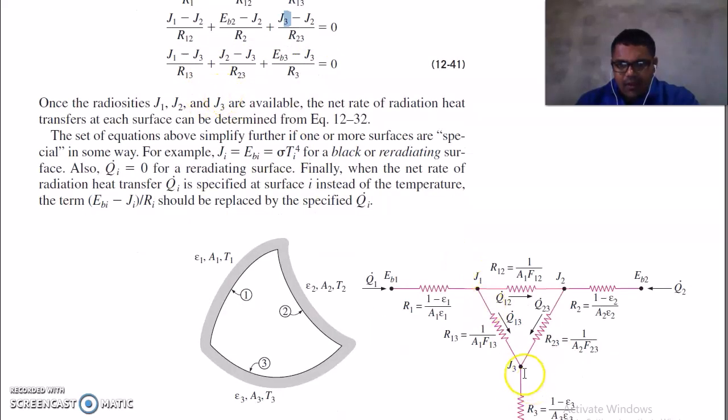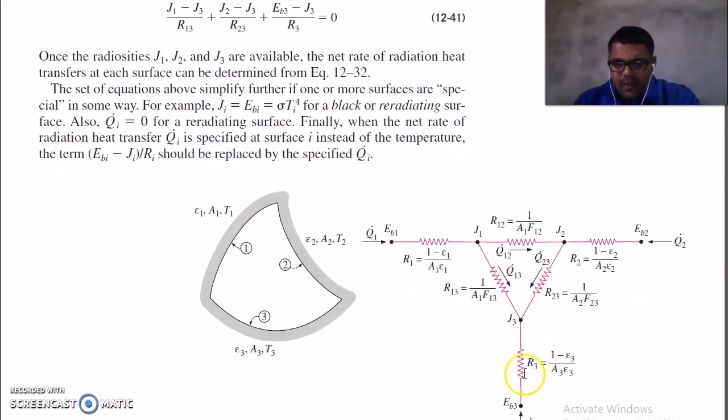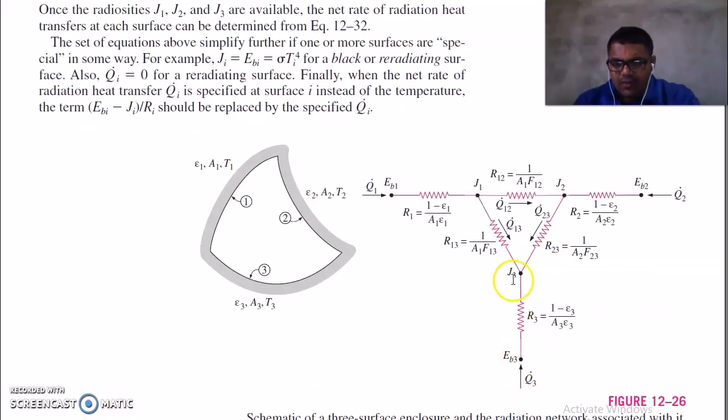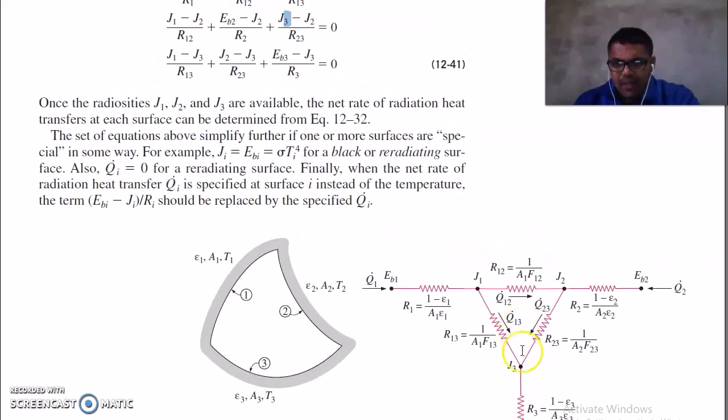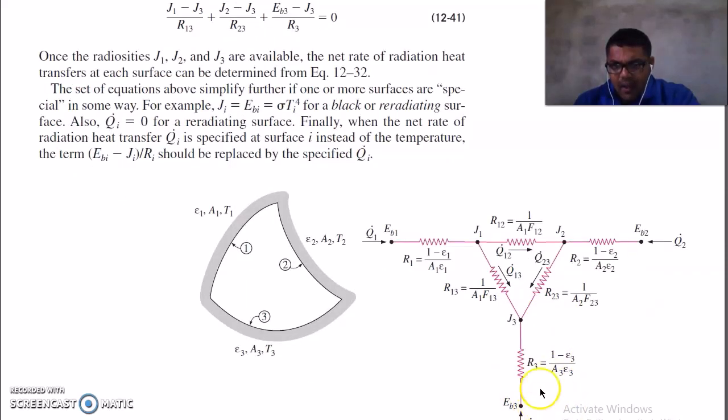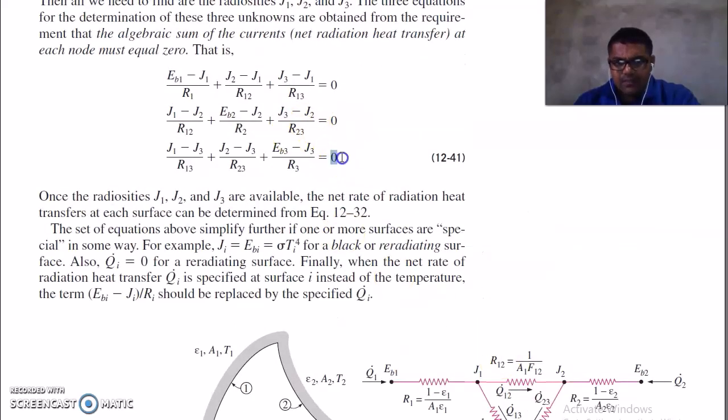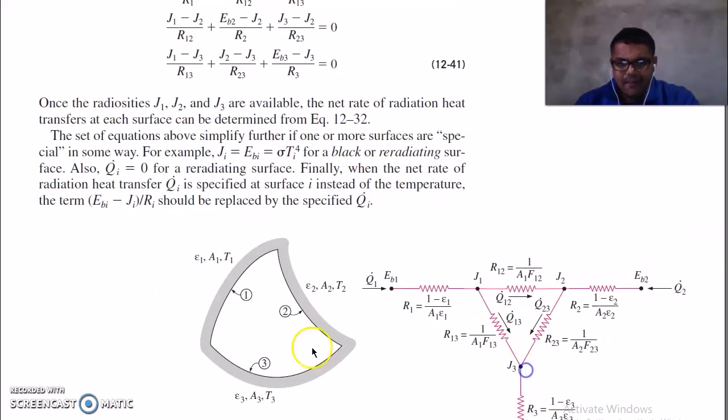Now write the same for junction J3. In the third case, you can see Q3 direction is towards J3, Q13 direction is towards J3, and Q23 direction is towards J3. So when you write this equation for the J3 junction, it is J1 minus J3 divided by resistance, J2 minus J3 divided by resistance, and EB3 minus J3 divided by resistance, and this must be equal to 0 for this junction J3.